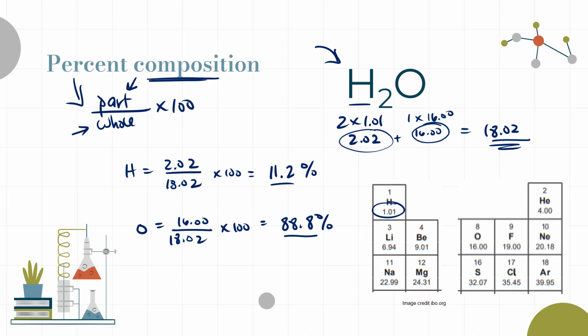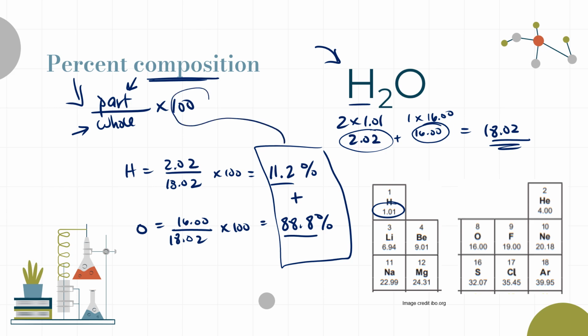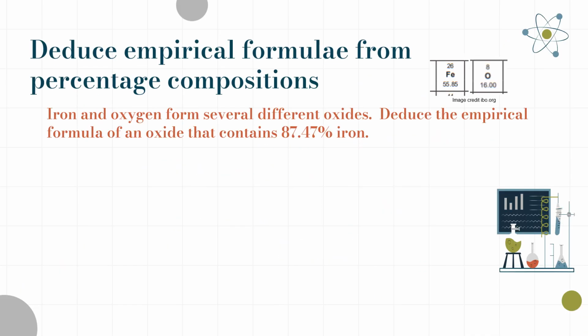You can always check your work to make sure you did your math correctly. You should be able to add up all of your percents and get to a grand total of 100, because percent means 100. What's super cool about our percent compositions is that we can go backwards and use those percent compositions to figure out the empirical formulae. That's what we're going to do here.